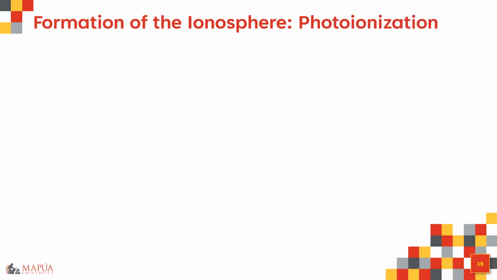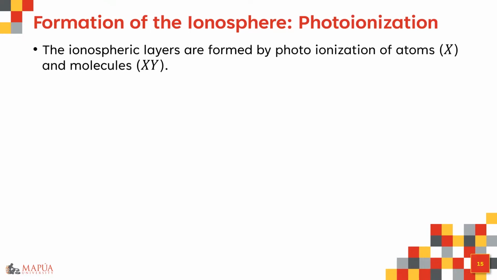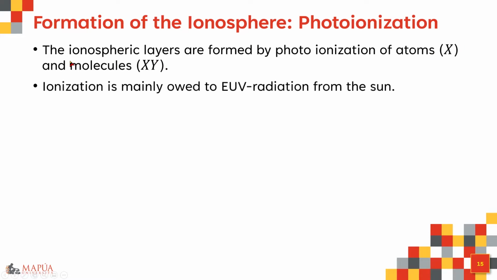Okay, so let's focus right now on photoionization. The ionospheric layers are formed by photoionization of neutral atoms and some molecules. Mainly we owe the ionization to the extreme UV radiation from the sun.